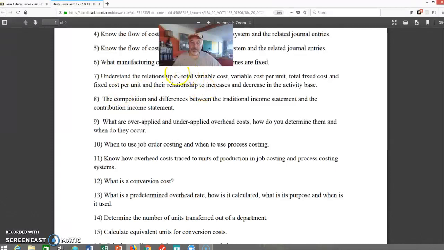Number 7, understand the relationship of total variable cost, per unit variable cost, total fixed cost, and per unit fixed cost to increases and decreases in the activity base. So here I'm asking you, how do costs behave? And I'm also asking you, what would they look like graphically? If you remember, there was a chart that we did when we covered that section that talked about how total costs behave and how cost per unit behave in both variable and fixed. Don't forget about mixed, also known as semi-variable costs, because those are in there as well.